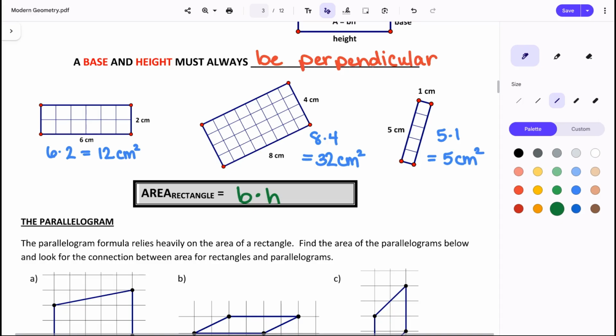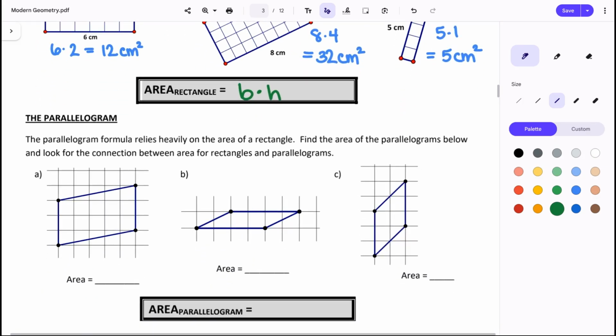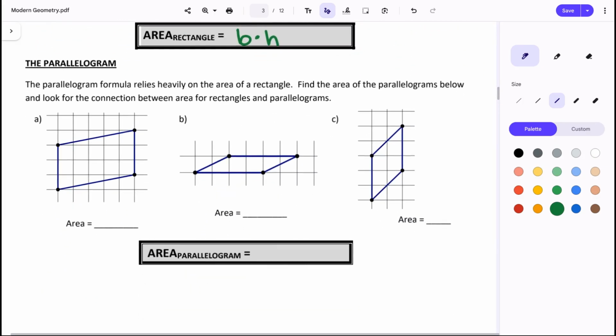Now, like I said, a rectangle already has that 90-degree angle, that perpendicular thing that we have to have in order for us to know that we have a base and a height. Parallelograms are built a little bit differently. So if we look down below, we're going to talk just briefly here about the parallelogram. It says that this parallelogram formula relies heavily on the area of a rectangle. It means that they're going to be closely related to each other. We want to find the area of the parallelograms below and look for a connection between the area of a rectangle and the area of a parallelogram.